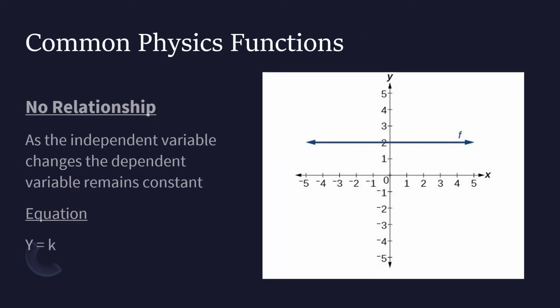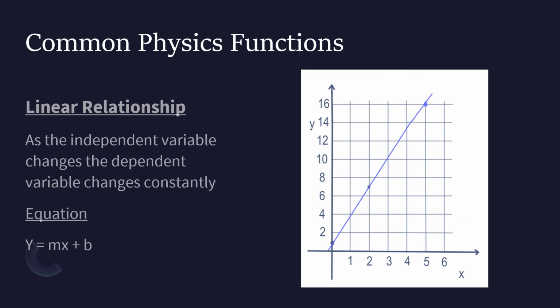Now, some of the different types of graphs we're going to see, common physics functions. The first one we saw with our period and angle graph. Once we graphed everybody's data, we saw there's no relationship graph. Okay, this is when the independent variable changes, the dependent variable is going to remain constant. So we can graph that with the equation y equals k, where k is a constant. So k is some value. In this case, it's 2 for this graph, but that is a graph where there is no relationship between the two variables.